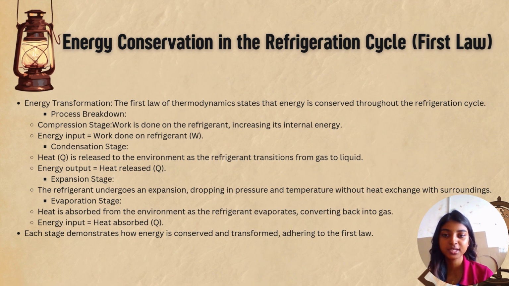In the condensation stage, heat is released to the environment as the refrigerant transitions from gas to liquid. Energy output equals heat released. In the expansion stage, the refrigerant undergoes expansion, dropping in pressure and temperature without heat exchange with the surroundings. And lastly, in the evaporation stage, heat is absorbed from the environment as the refrigerant evaporates, converting back into gas. Energy input equals heat absorbed. Each stage demonstrates how energy is conserved and transformed, adhering to the first law.